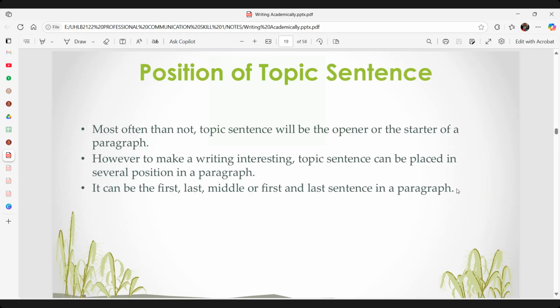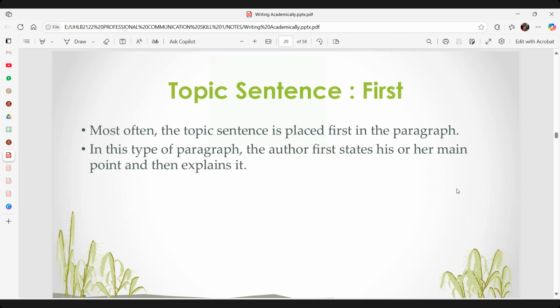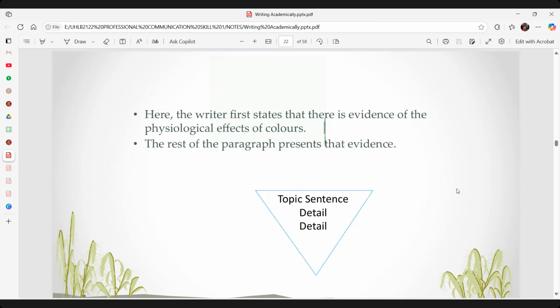Okay, where are the positions that the topic sentence is located? It could be the first in a paragraph, or the last in a paragraph, or the middle in a paragraph, or first and last in a paragraph. Yeah, no kidding. So, first sentence in a paragraph, this is very typical, very common. It's not really difficult for you to identify. Okay, so this is an example.